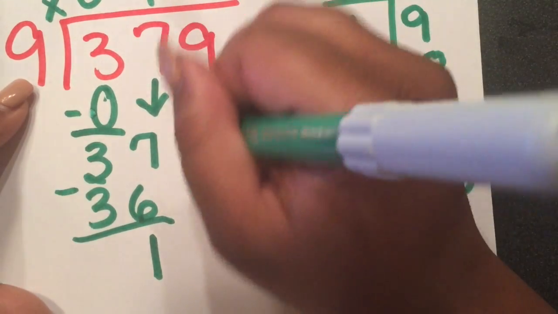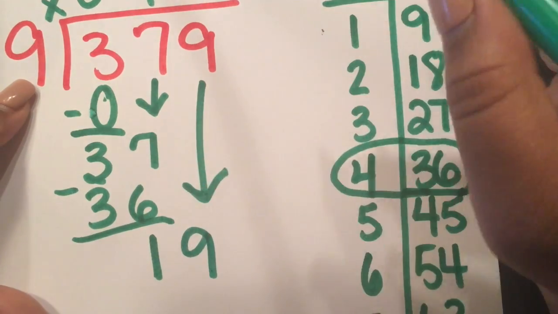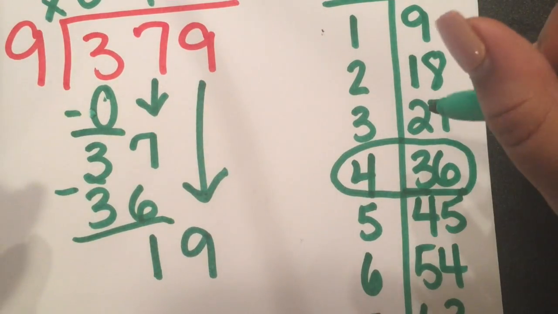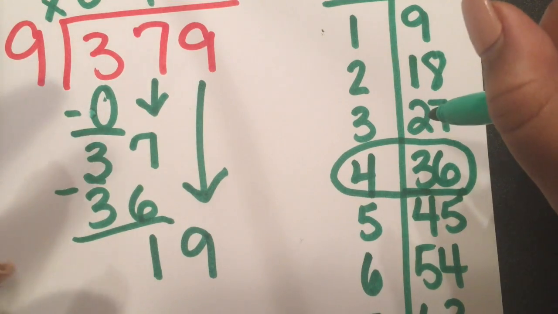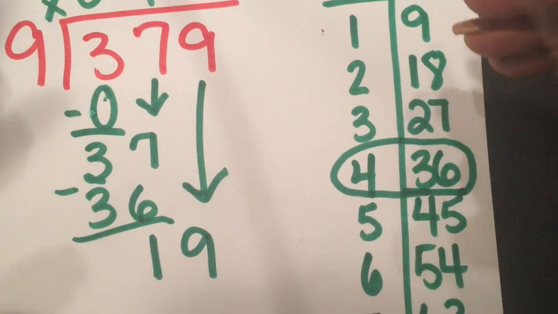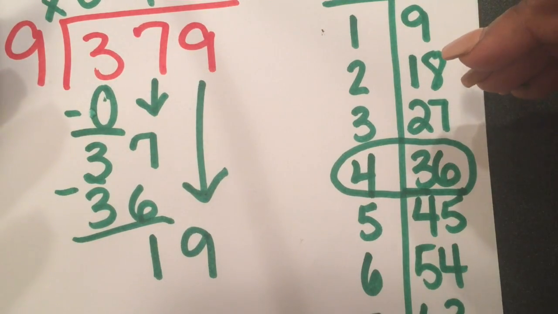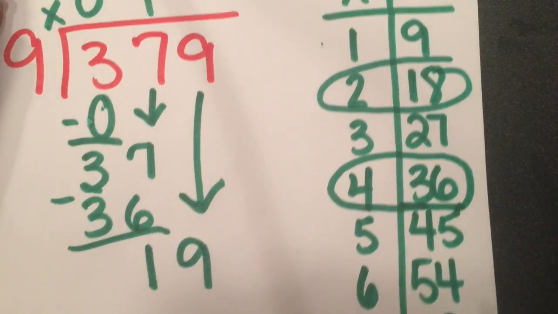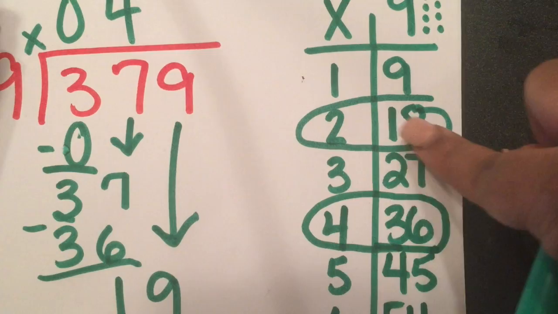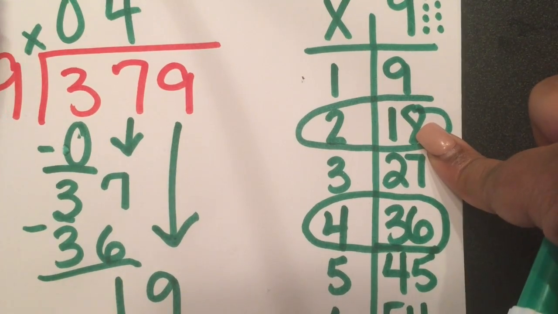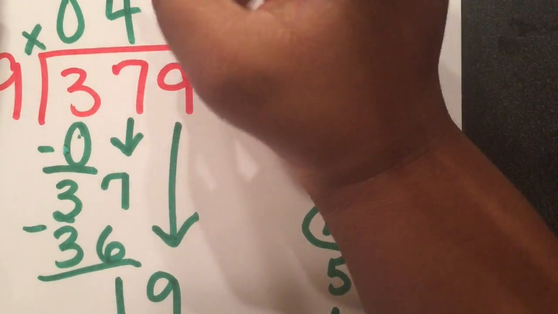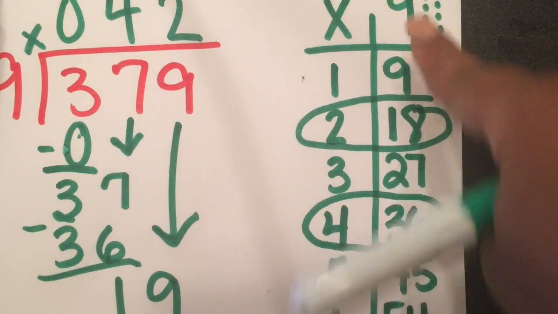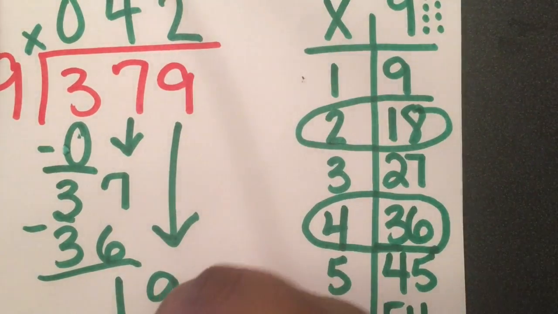Now you bring down a 9. So now you've got to find 19. And you're like, oh man, I don't see 19. So what number is closest to 19 without going over? If you said 18, you are absolutely correct. So we're going to use 9 times 2 because it equals 18. We're going to put this 2 on the top. And then we say 2 times 9. Well, 2 times 9 is 18. No kidding.